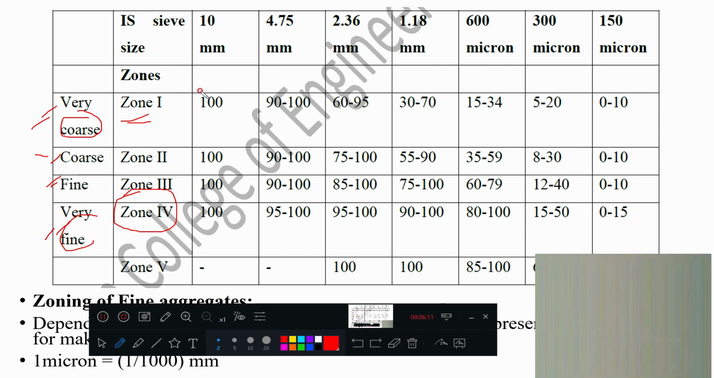Next, here on the top they have written sieve size. What is that? IS sieve size. See here, the biggest particle size is here, and the smallest sieves are at the later stage. I will tell you what these values are. These are nothing but the percentage of aggregate passing through this sieve, the percentage of sand passing through this sieve in a given sample.